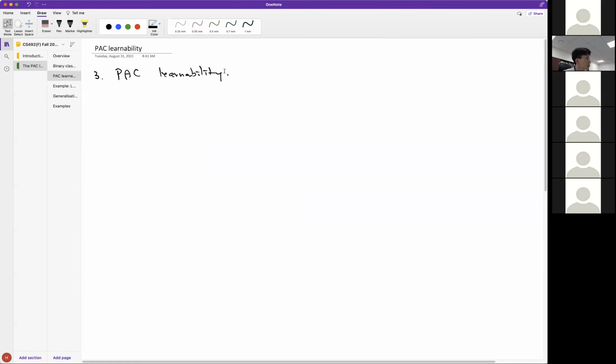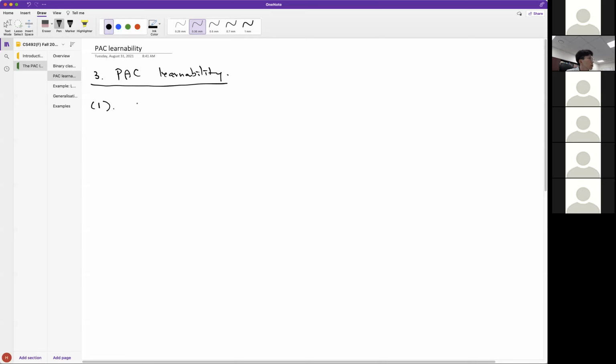Then this definition, when you see it first, it may look intimidating, but as I said, in some sense, the definition is not so bad. But before talking about PAC learnability, we need to introduce a few concepts.